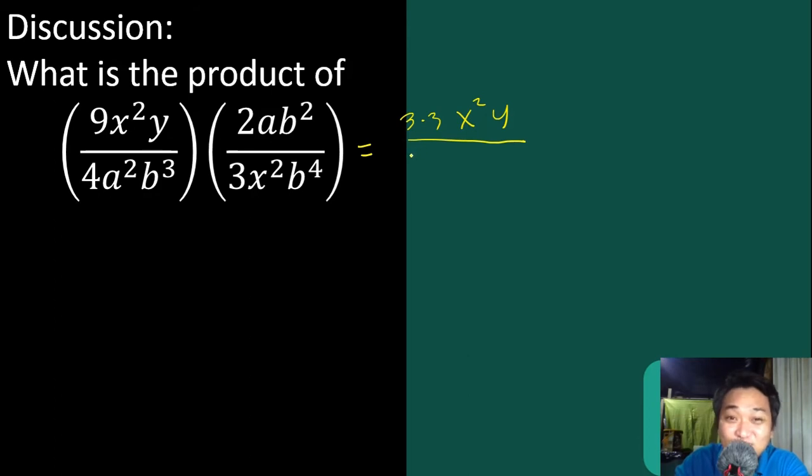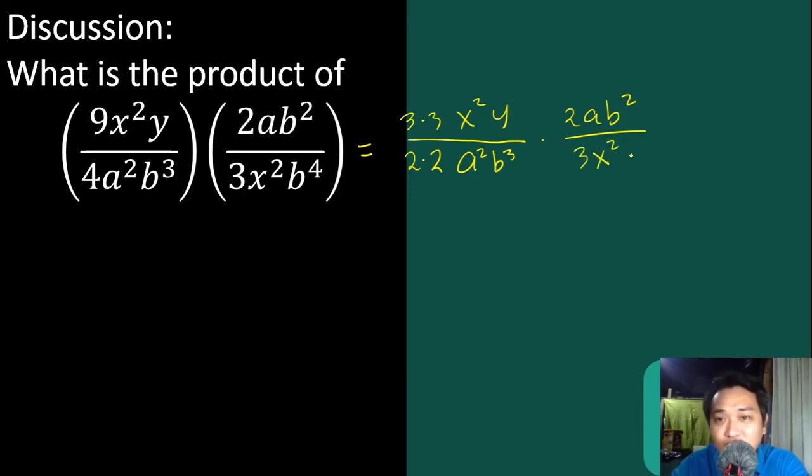So, how about 4? 4 is the same as 2 times 2. A squared b cubed. Okay. Times, you have 2ab squared over 3x squared b to the fourth. So, dito pa lang, meron kang b squared at saka may b to the fourth ka. So, ang gagawin natin, evaluate natin sila agad. So, cancel yung malaking exponent. Divide natin by 2. So, that is 2. So, b squared siya. Okay?